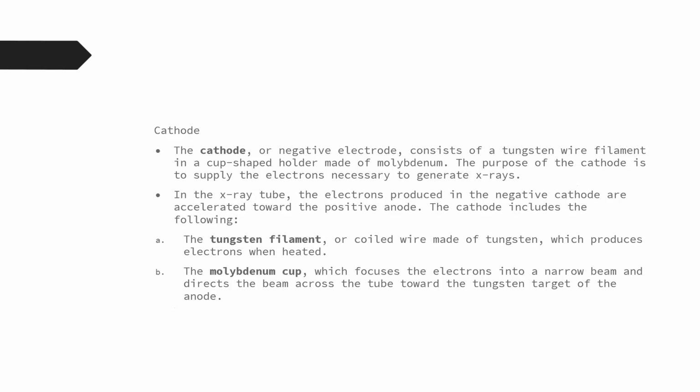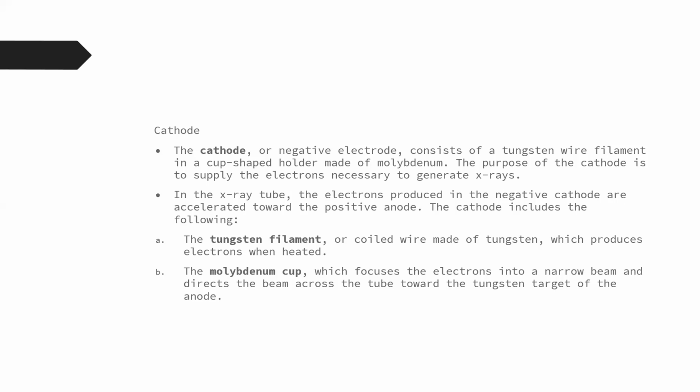So the cathode basically consists of a tungsten wire filament in a cup-shaped holder made of molybdenum. And the purpose is to supply electrons necessary to produce X-rays. So in the X-ray tube, the electrons produced in the negative cathode are accelerated towards the positive anode. And the cathode includes the following. It has the tungsten filament, which is a coiled wire made of tungsten, which produces electrons when heated. And then we have the molybdenum cup, which focuses the electrons into a narrow beam and directs the beam across the tube towards the tungsten target of the anode.